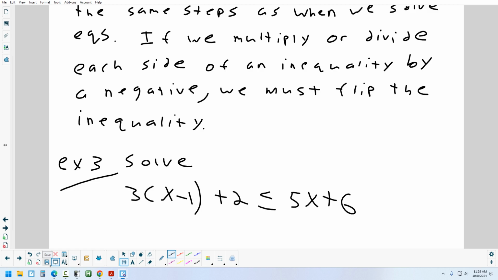Okay. So Nick, what would be my first step to solve example 3? You would multiply 3 by x and -1. Yep. And 3 times x is going to give me how much? 3x. 3 times -1? -3. -3, but let's do the +2 at the same time. -1. -1. Perfect.